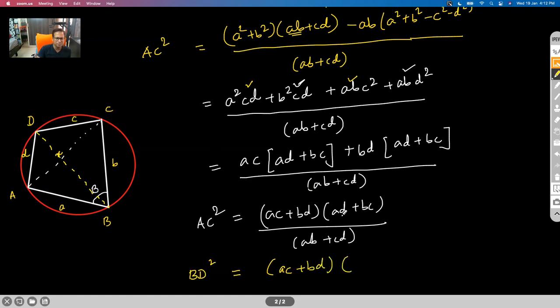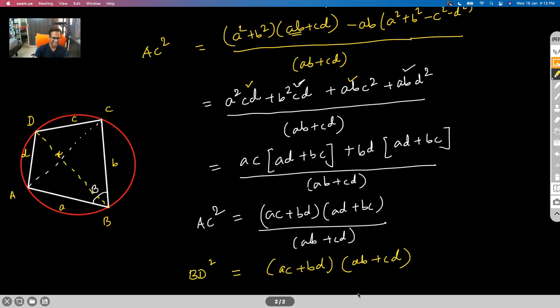Now see the second term, AD plus BC. Now, what are you doing here? You are basically taking the two sides which are on either side of that particular diagonal and multiplying them and adding them. So AD, BC. So if I have to do the same for BD square, I will do how? AB plus CD. Am I right? Correct? AB plus CD. So that is what is going to come.